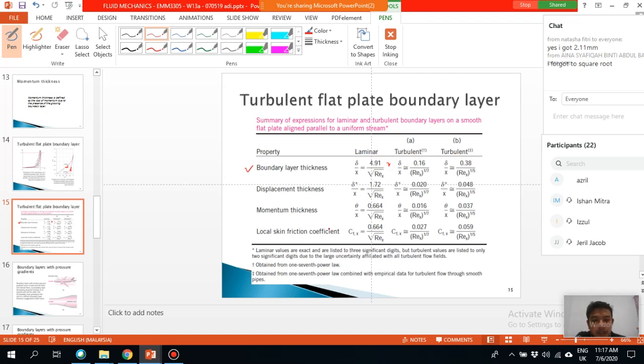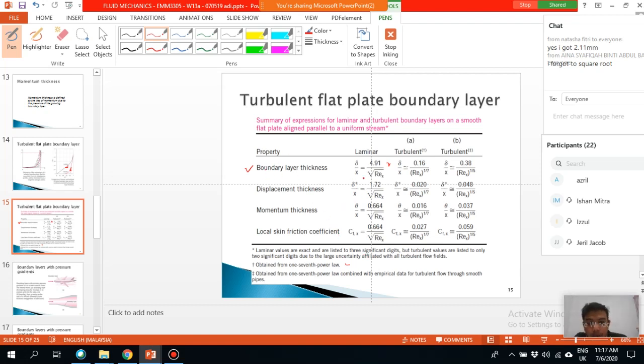What is A, what is B? A is obtained from the 1/7 power law, but B is obtained from the 1/7 power law combined with empirical data for turbulent flow through a smooth pipe. So this is combining with the empirical data of turbulent flow in a smooth pipe. A is the general turbulent flow, the 1/7 power law.